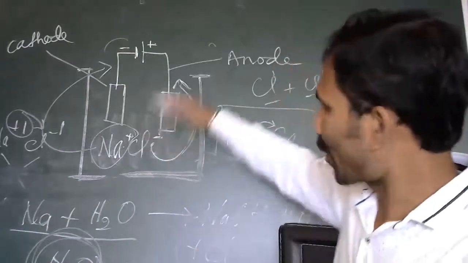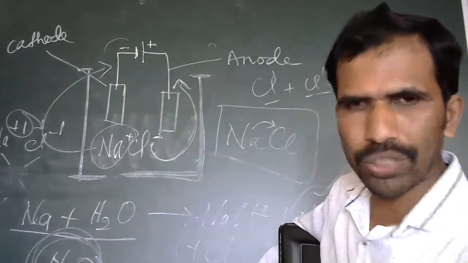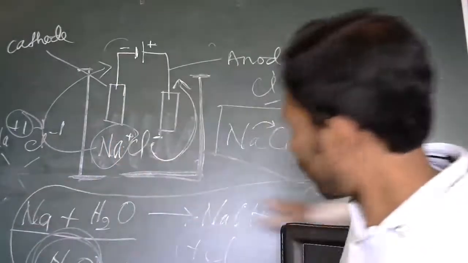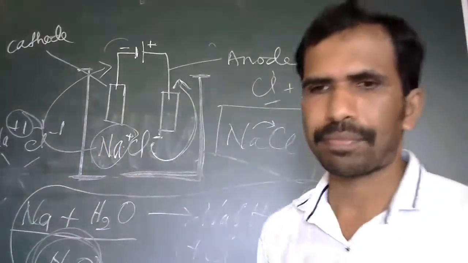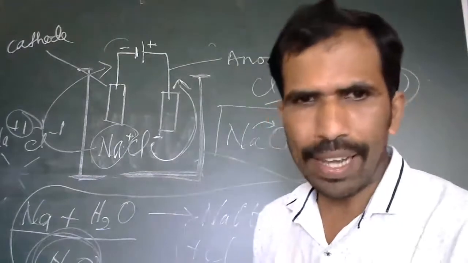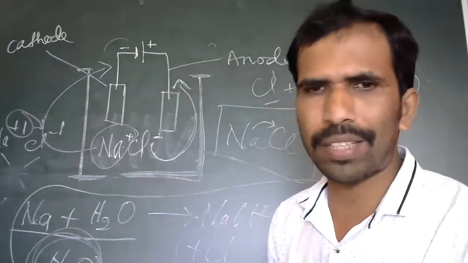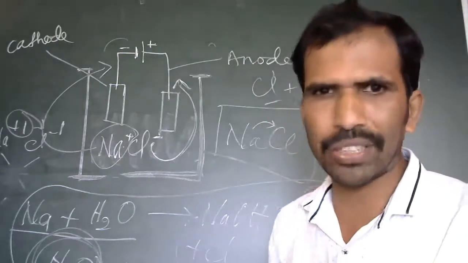So I told you this is a very complex procedure. You have to remember this reaction, it is a very important reaction. This we have to remember. So, Na plus H2O gives NaOH plus H2 plus Cl2. If you write this much, your reaction is complete, and you can go on writing the explanation on it.